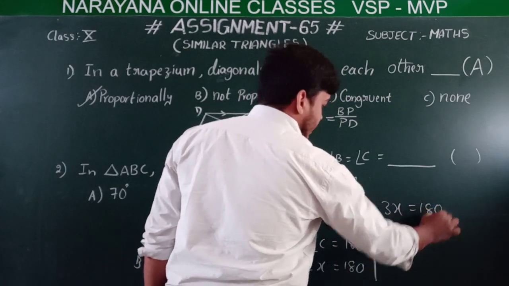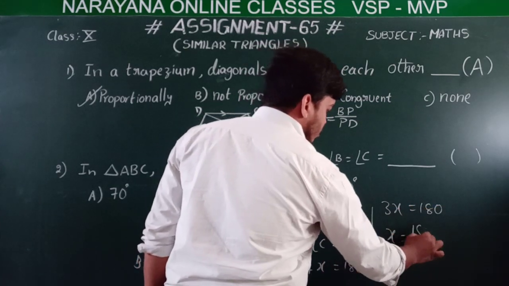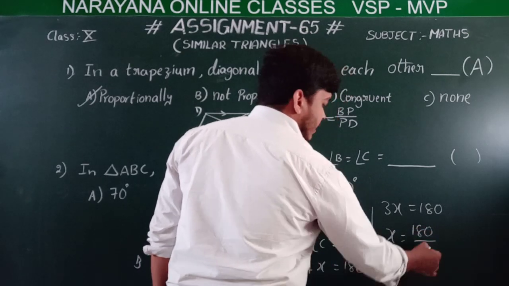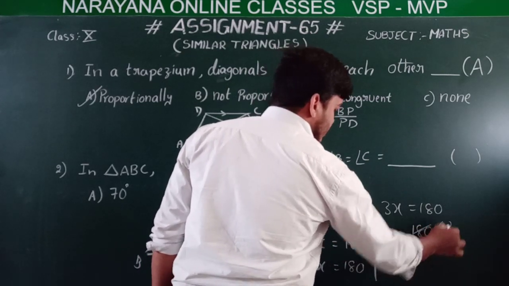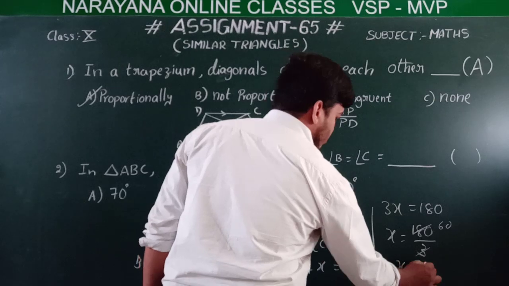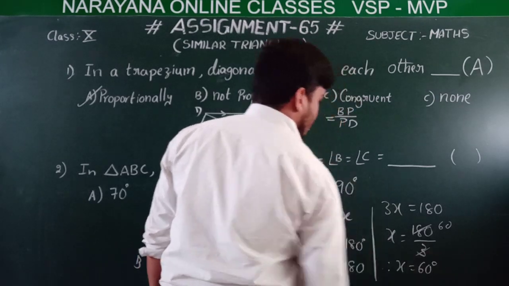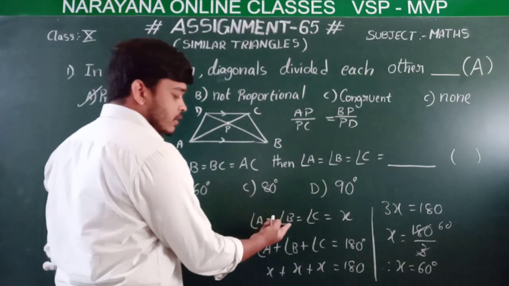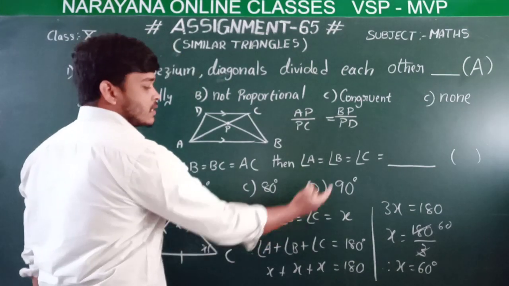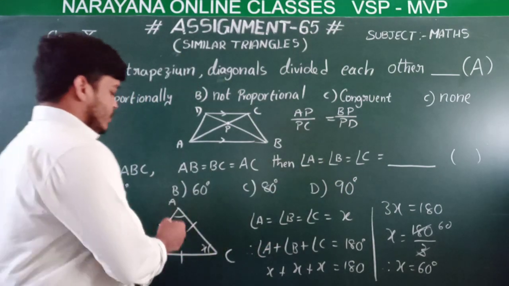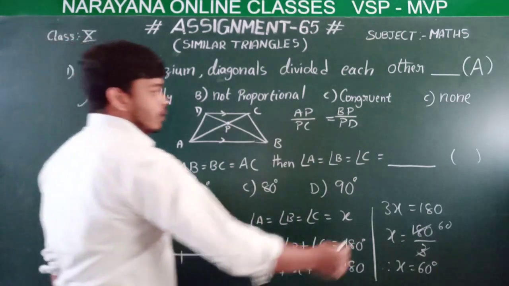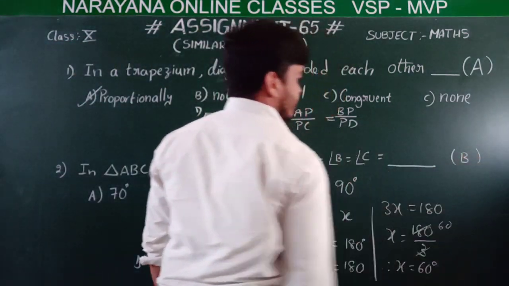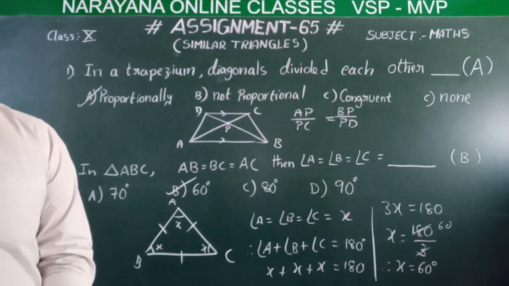3x is equals to 180. Then x is equals to 180 by 3, and 3 sixes are 18, so x is equals to 60 degrees. It means angle A is 60, angle B is 60, angle C is 60. So option B. Right? Now the next one.